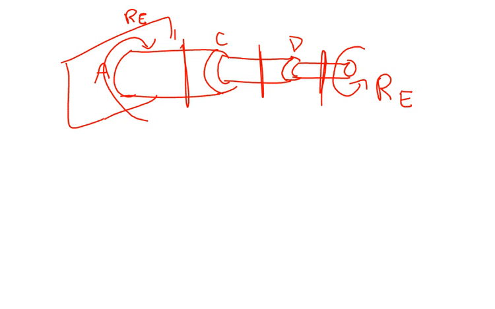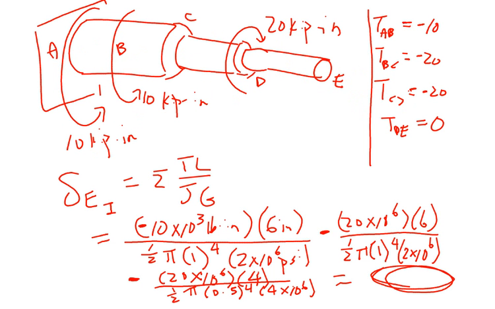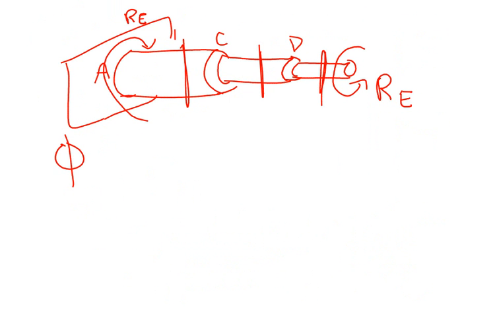So the angle of, I think I made a mistake in that previous slide. Instead of delta, what should I have used? Delta is a deflection, right? This is angle of twist, phi. Okay? So next, angle of twist at E in the second part is, again, sum of TL over JG.